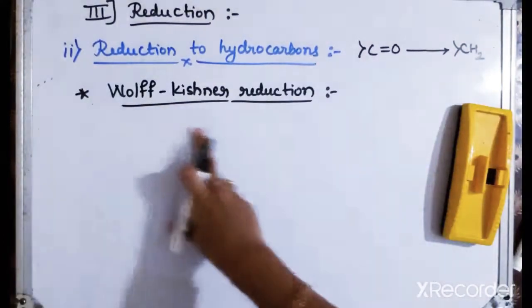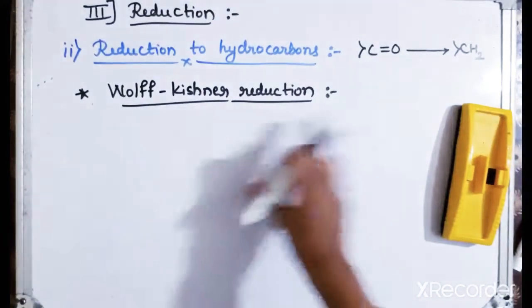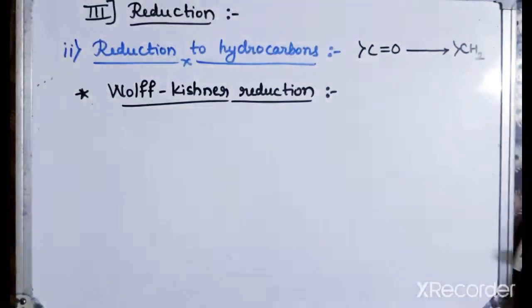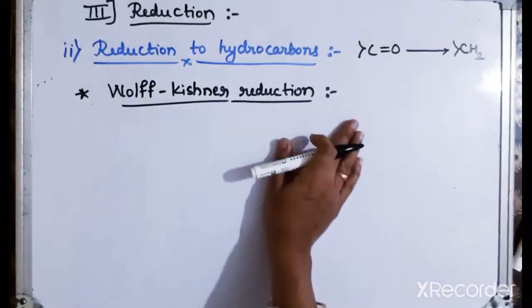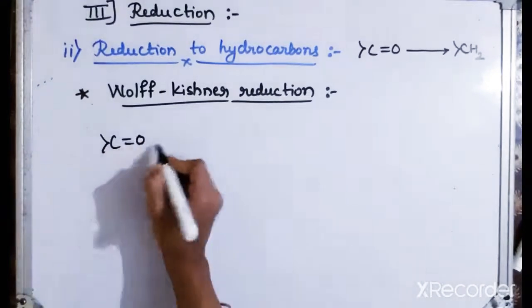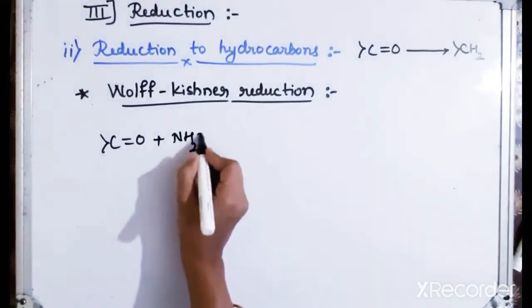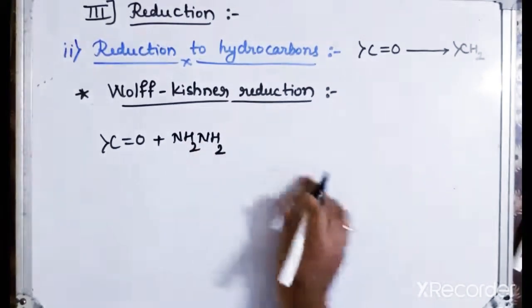The second reaction in reduction to hydrocarbons is the Wolff-Kishner reduction. Here, this is also an important named reaction. So what happens? Aldehydes and ketones are first treated with hydrazine. Hydrazine is represented as NH2NH2.